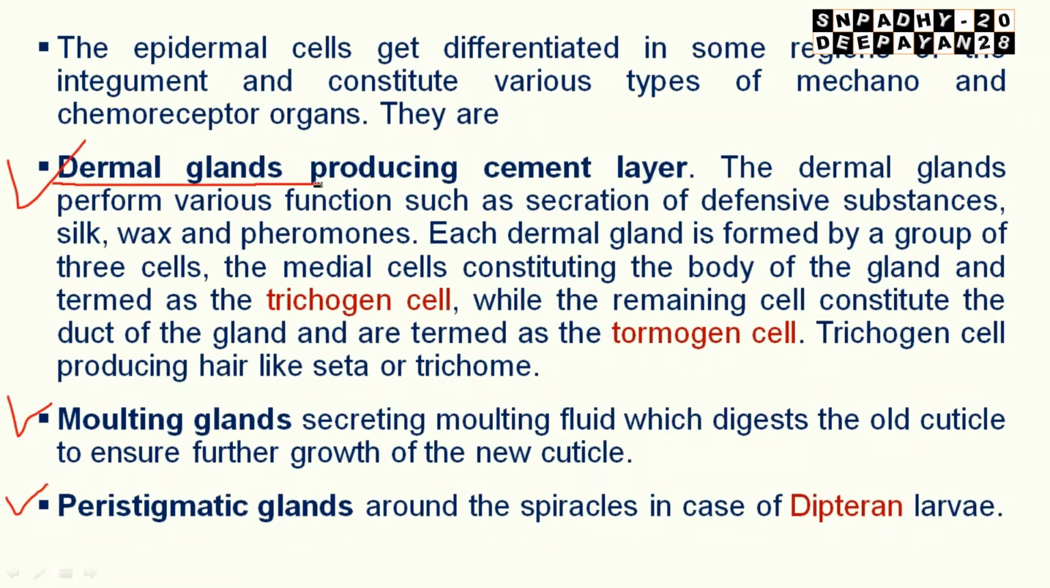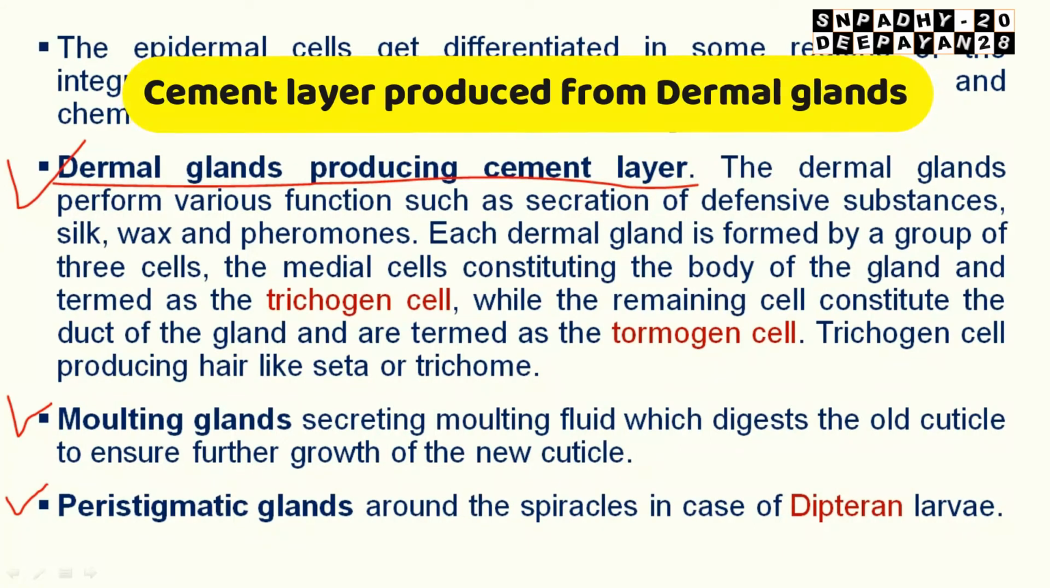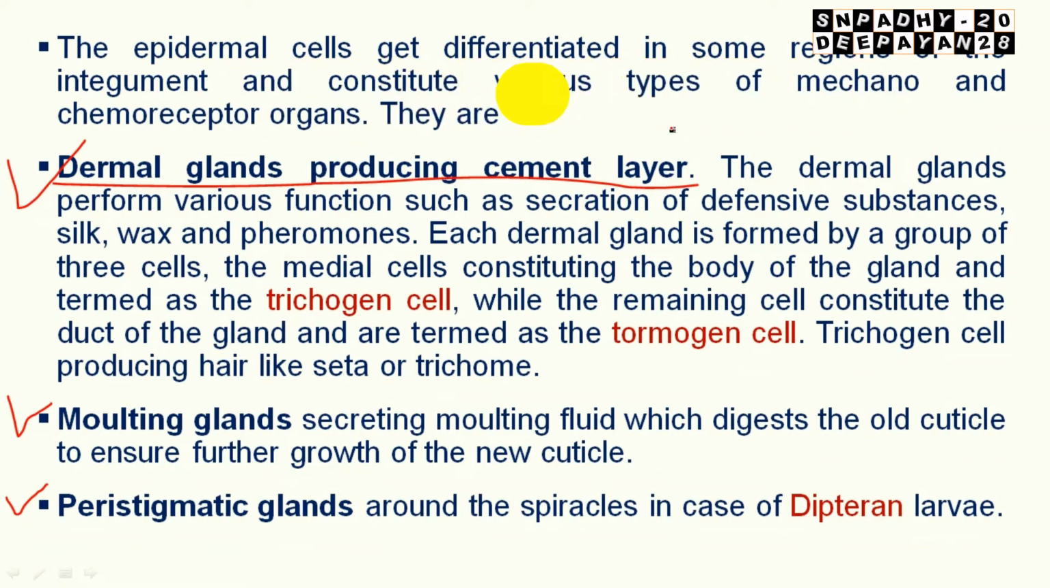This thing you write down in your note, this one is very important. Dermal glands produce the cement layer. It is a definite question. The cement layer is produced by dermal glands. Definitely this question will come in the exam. Then the dermal glands perform various functions such as secretion of defensive substances, silk production, wax production, pheromones, etc. But the major function is production of the cement layer.